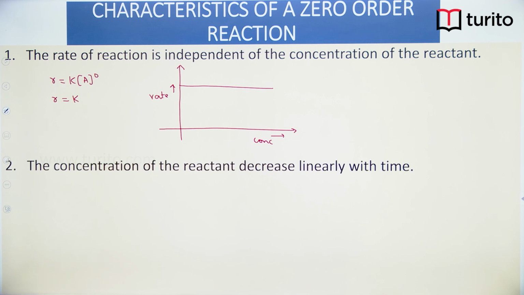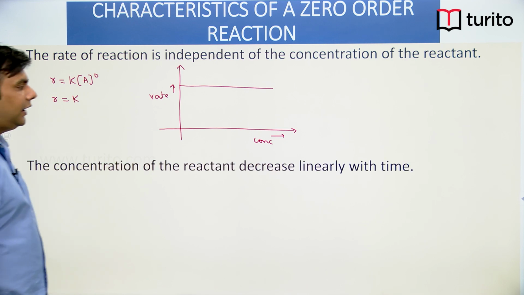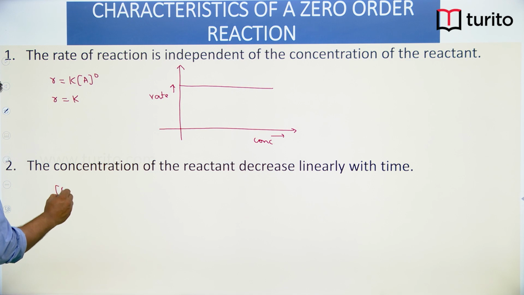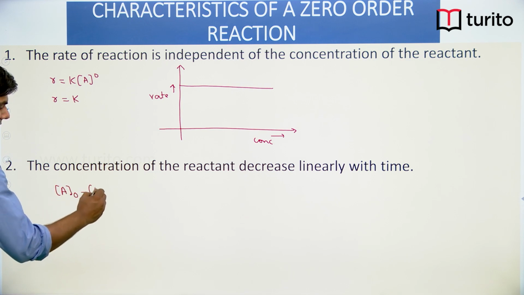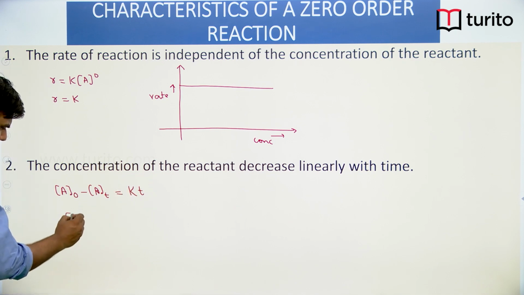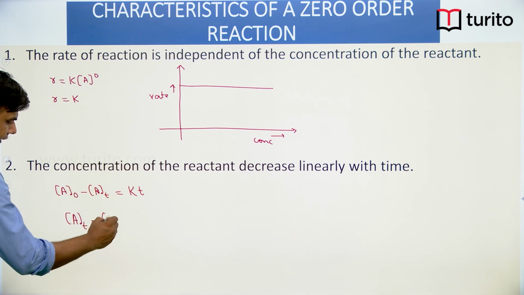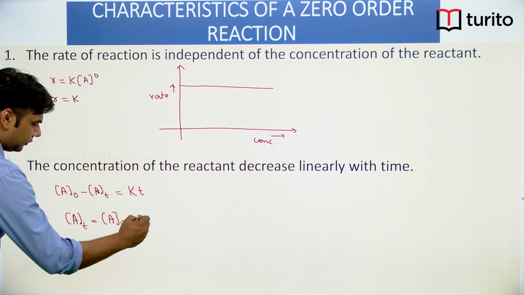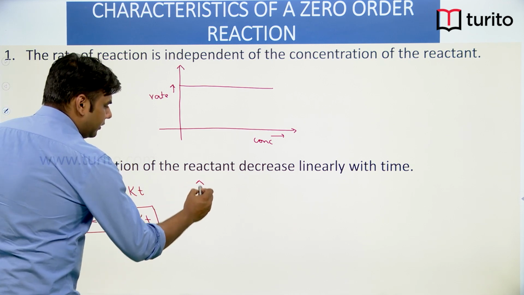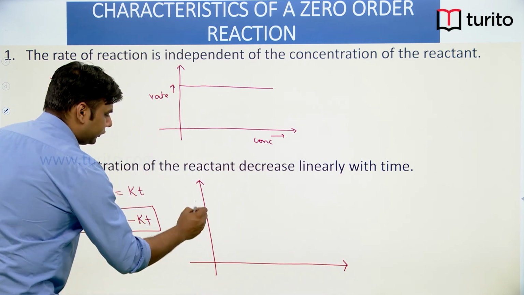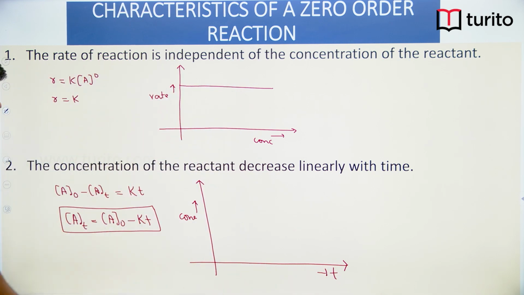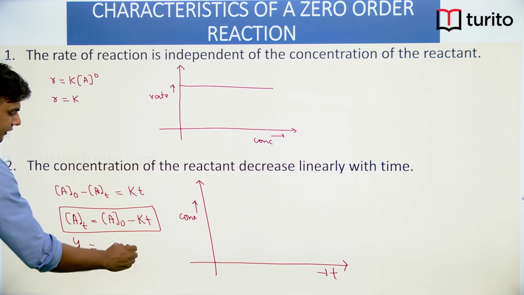Now the second point is the concentration of the reactant decreases linearly with time. We also derived the expression A naught minus A t is equal to k t. So we can say that concentration of A at time t is equal to concentration of A at time t equals 0 minus k t. So basically this is a linear equation. If we plot the concentration versus time graph, this is y equals m x plus c type of equation.